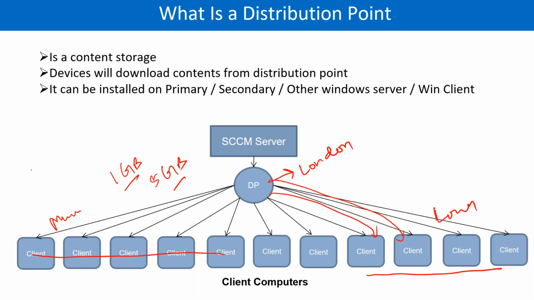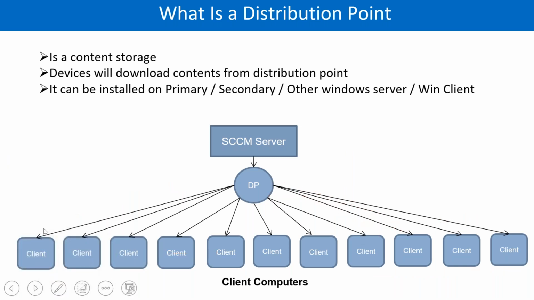Understood? Just like a headquarter, your bank, Bank of America, let's say headquarter is in London, and in other locations you will have branch offices, so that the load can be distributed. So people in different locations can go to the nearby branch office. Clear, Andrew? So that is what a distribution point is. It is a content storage. Devices will download the content from the distribution point. Each location will have a distribution point, so devices will download content from the distribution point.